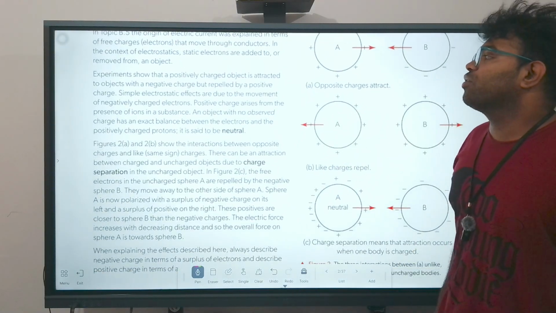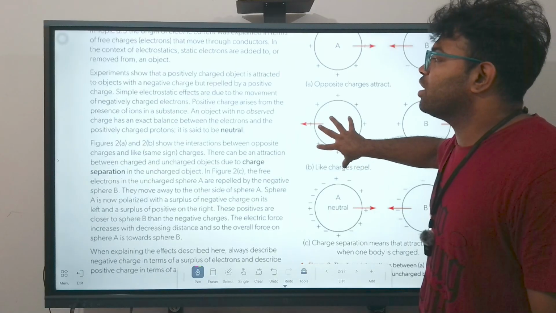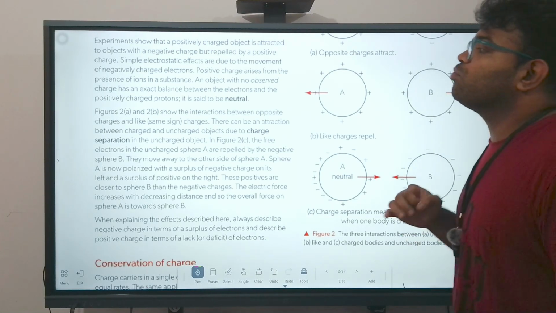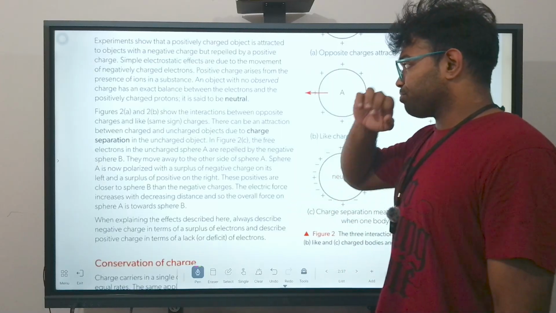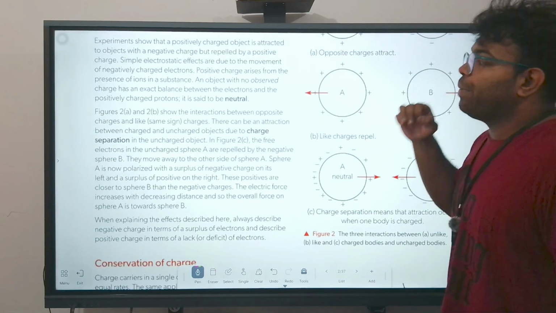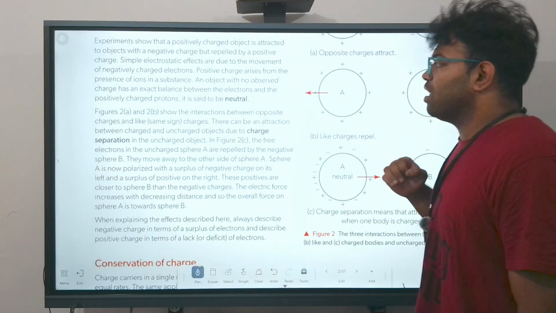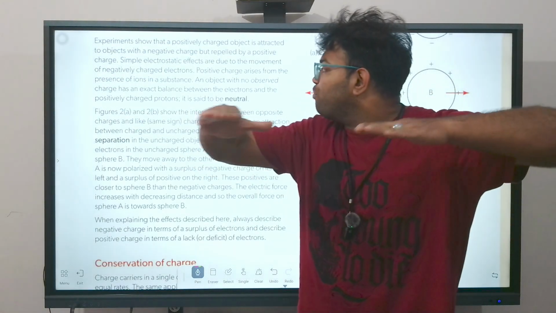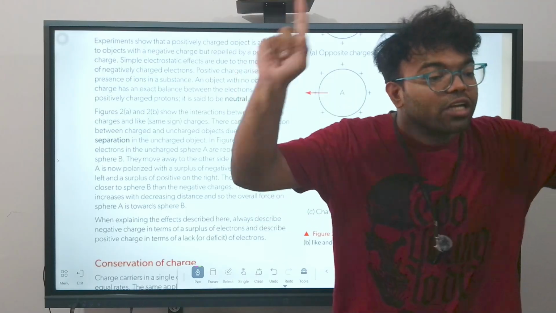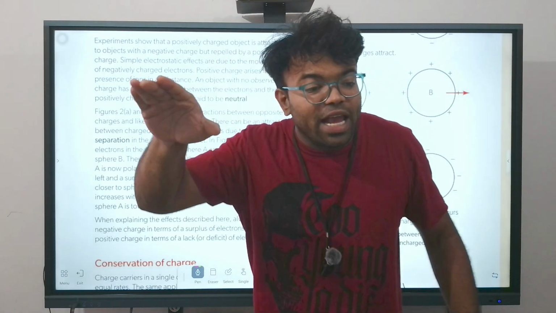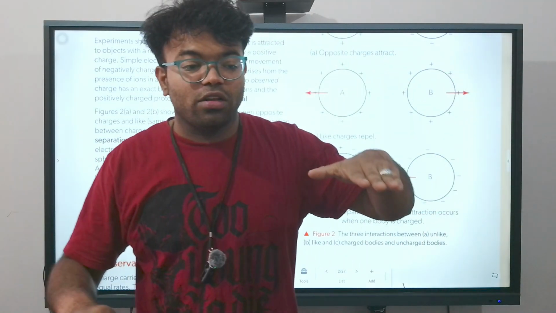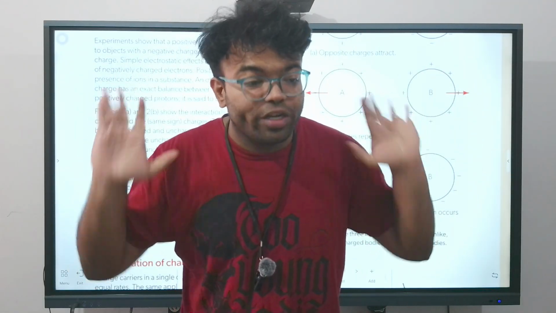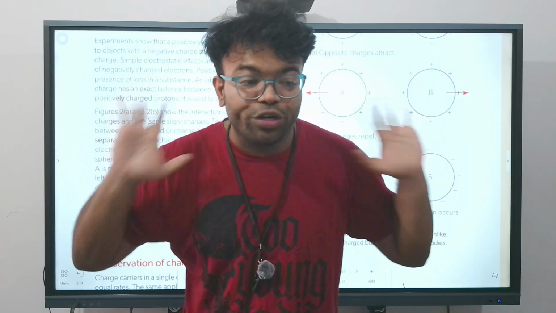That is the reason why there is a force of attraction also. Simple electrostatic effects are due to the movement of negatively charged electrons. Positive charge arises from the presence of ions in a substance. An object with no observable charge has an exact balance of electrons and positively charged protons. If you have the same number of electrons and the same number of protons, then the object is not charged. The object is said to be neutral.